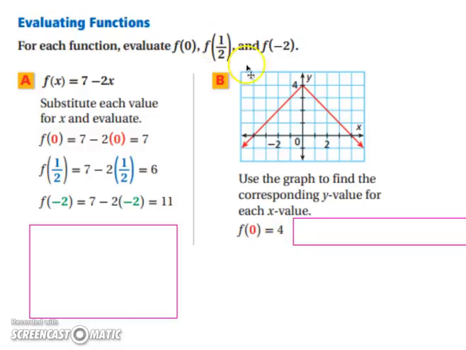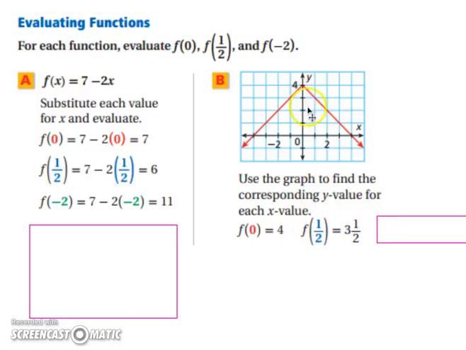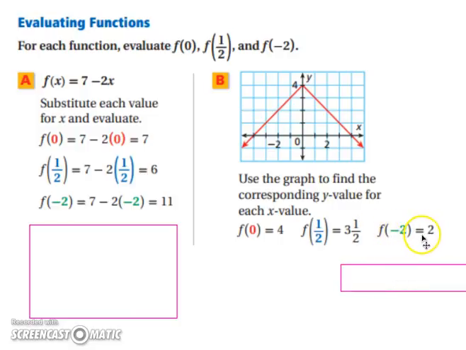Take a moment and try f of 1/2 and f of -2. Now that you've had a chance to try f of 1/2 and f of -2, let's see how close you came. So when we want to use the x value 1/2, and when we go up, we are going to be at 3.5. And now -2 will meet at 2. So f of -2 is 2. So that's how you evaluate functions when you're inputting values in for x, and then the answer you get is your output value.